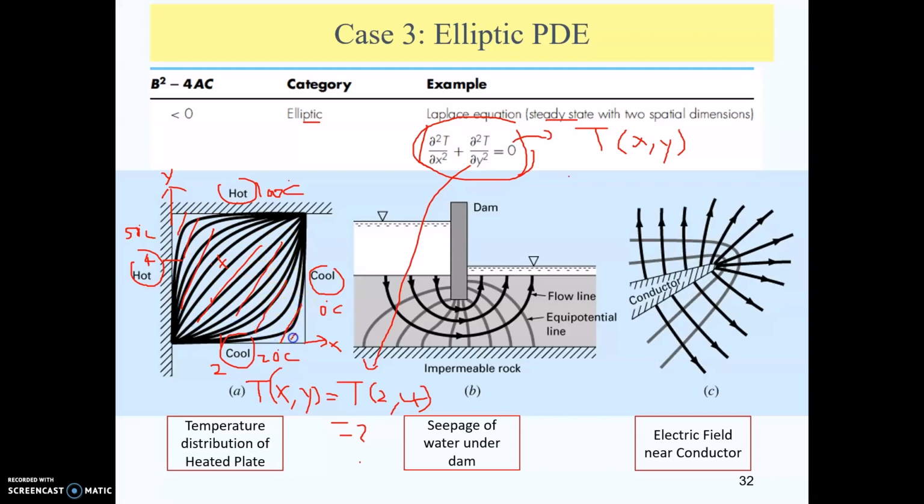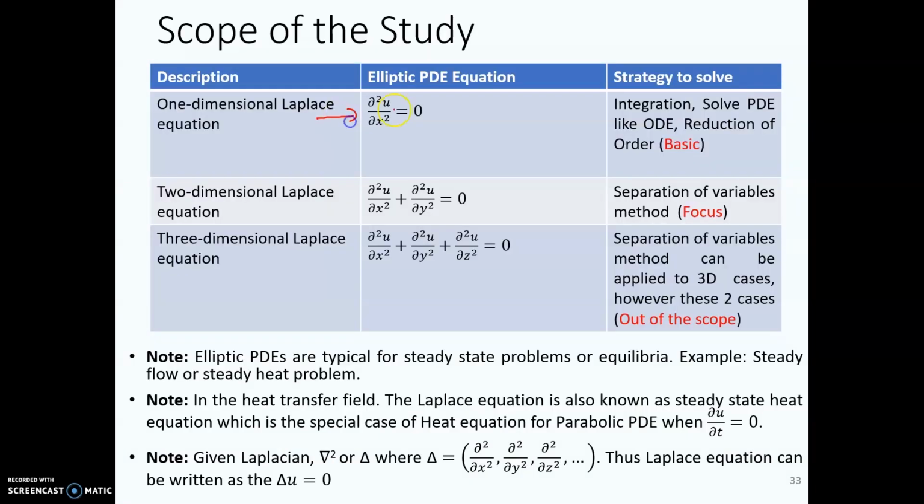The elliptic PDE can be applied for the second case here, which is used to find the steady state velocity of the water flow under the dam. It can also solve the steady state electrical field near the conductor. So you have the one-dimensional Laplace equation here, where the u is in the x dimension only. For this type of problem, we can use the basic technique to solve it, such as the integration, solving the PDE like an ODE technique, or the reduction of order method.